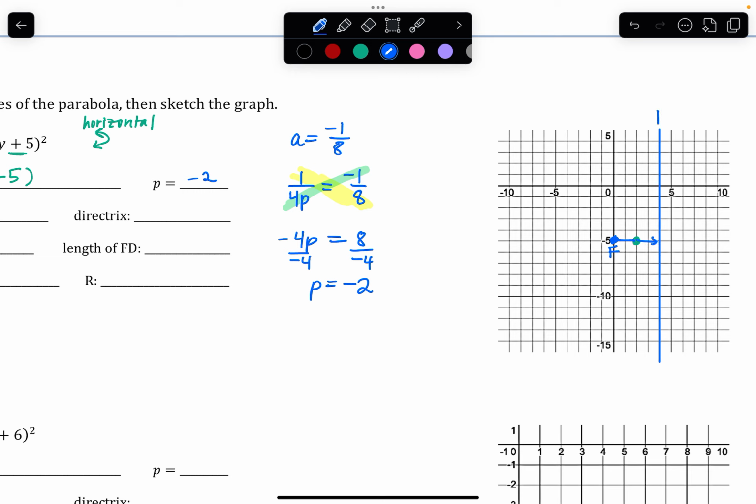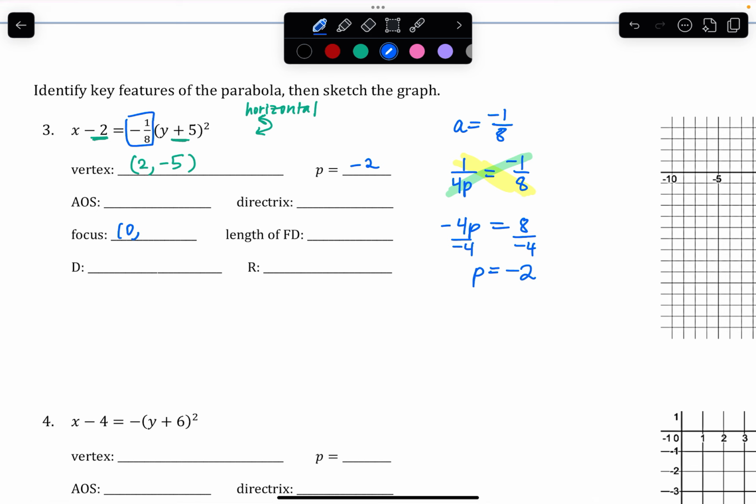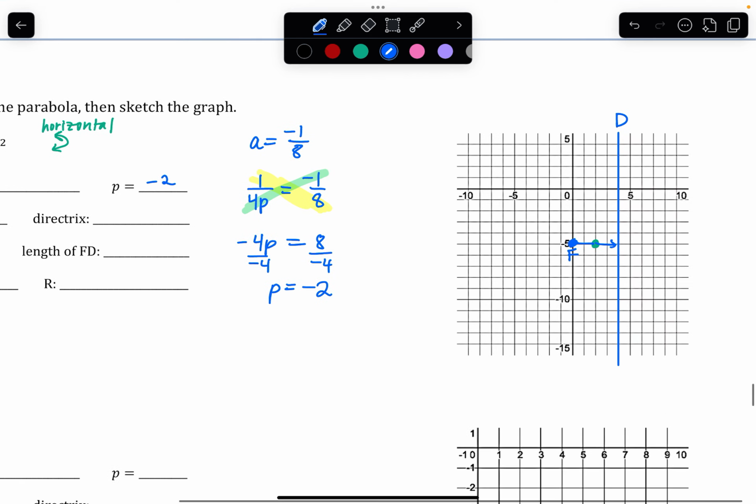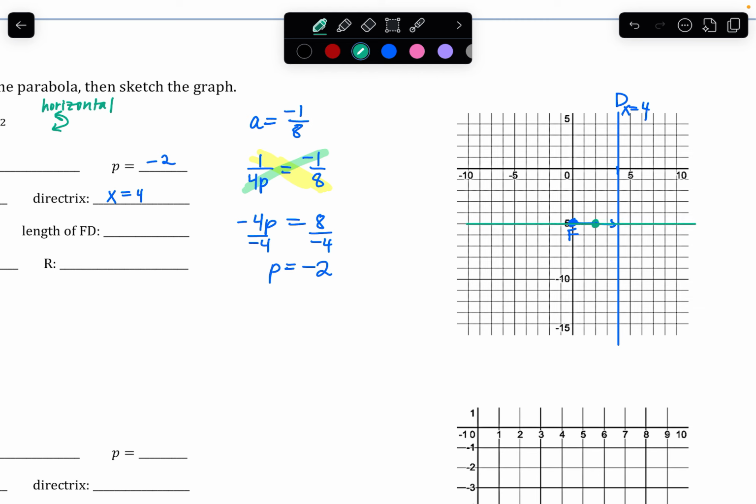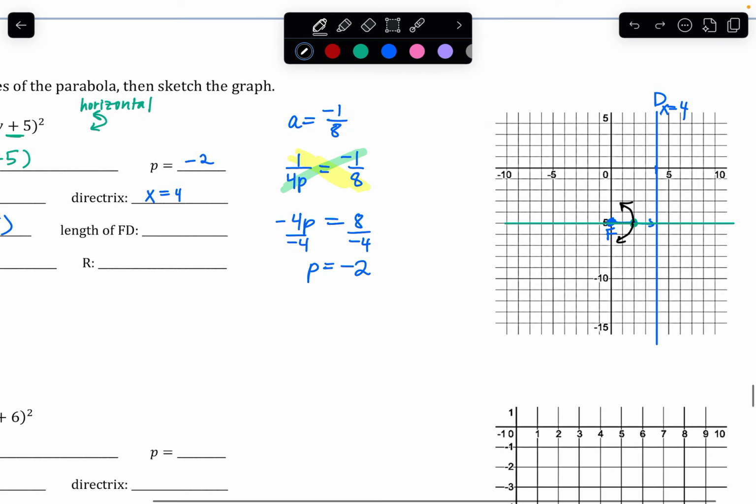Okay, so there's our directrix. Here's our focus. So the focus is (0, -5). The directrix is x equals 4. A vertical line is always x equals. And then the axis of symmetry is going to go right through the vertex, kind of visualizing what this is looking like. Our axis of symmetry would be y equals -5. It should always match the y coordinate of your vertex.